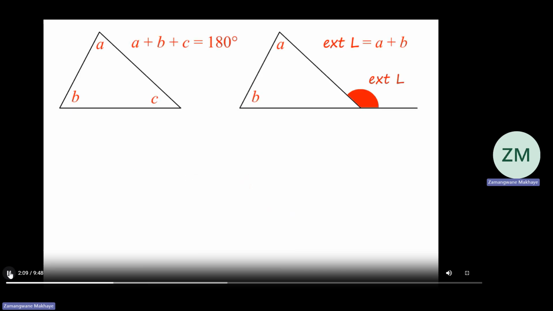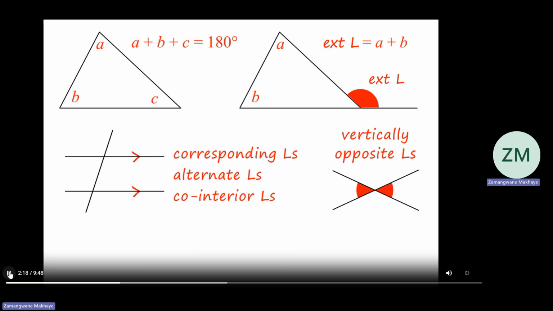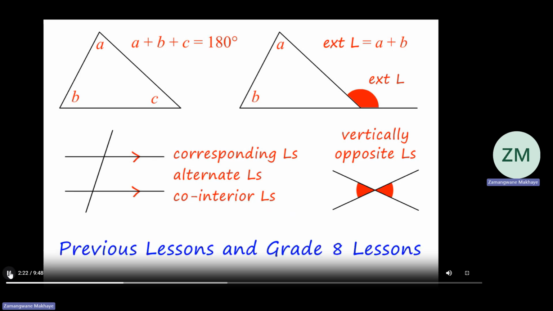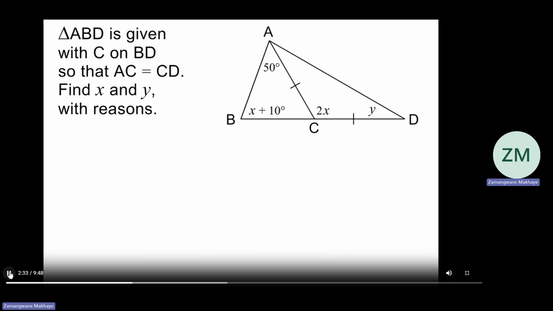Let's now use our knowledge of triangles, together with vertically opposite angles and parallel lines, to answer a few problems or riders. If you can't remember all of this, we suggest you first listen to the previous grade 9 lessons, and maybe some grade 8 lessons on this topic. Here is the first problem or rider. Please pause to read it.